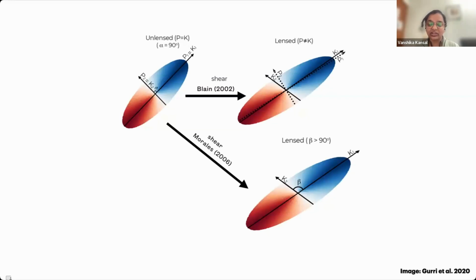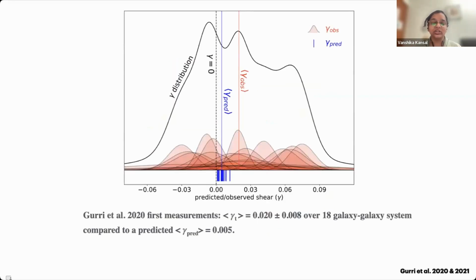This method was proposed by Blain and Morales. Blain said that under the lensing effect, the photometric and kinematic axes are not the same, and without lensing they are the same, orthogonal. Morales said that the axes are going to break. We combined both of these and got our new method, which we call precision weak lensing. In 2020, Paul Guri made the first measurements using precision weak lensing, which he said is 10 times better than conventional weak lensing.